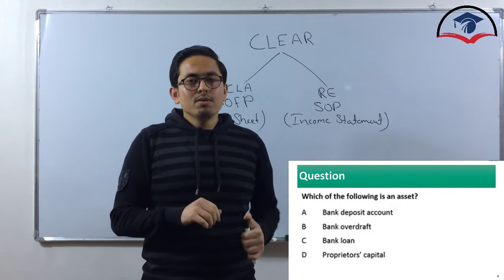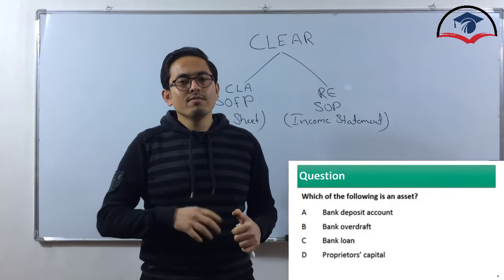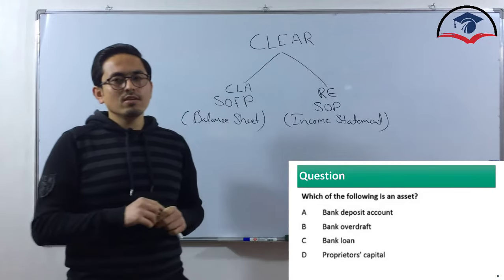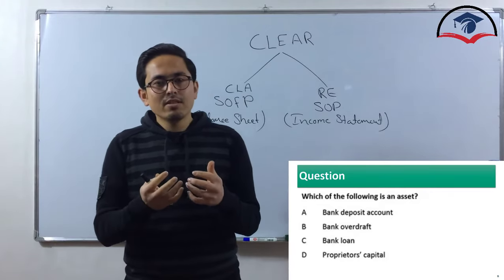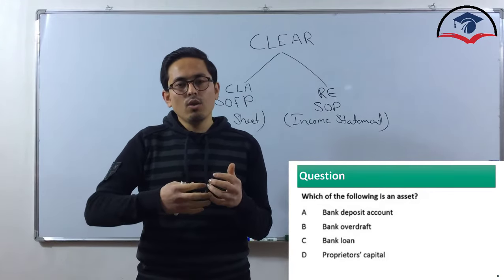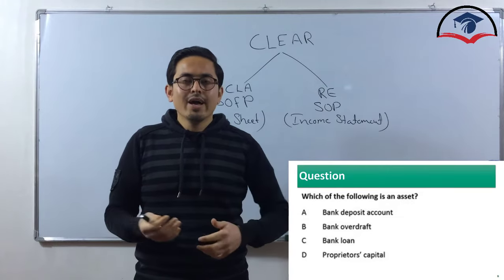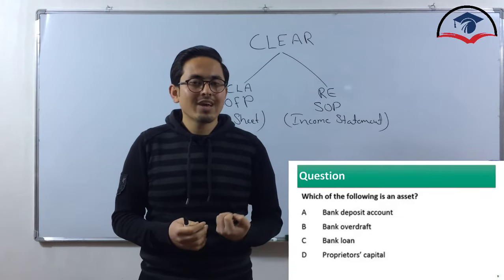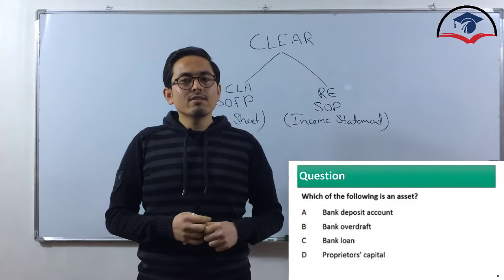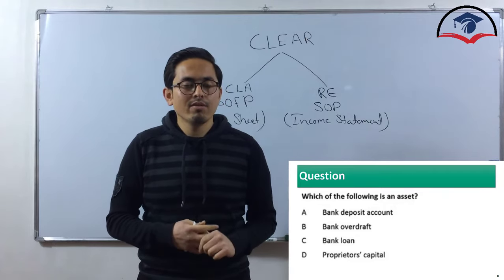The 3 of them, B, C, and D, are different. 2 of them, B and C, are liabilities of the business. One of them can be a long-term liability, bank loan, and one of them is bank overdraft, which is a current liability. And D is the capital of the owner of the business.